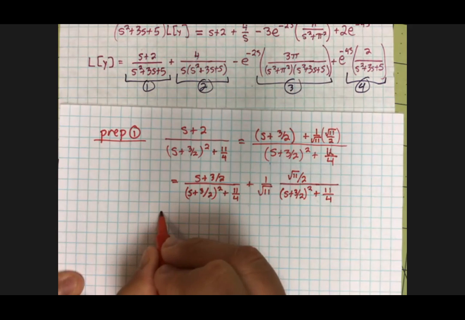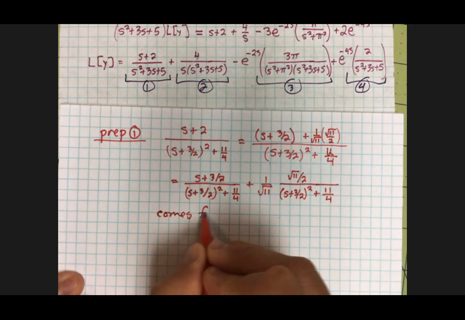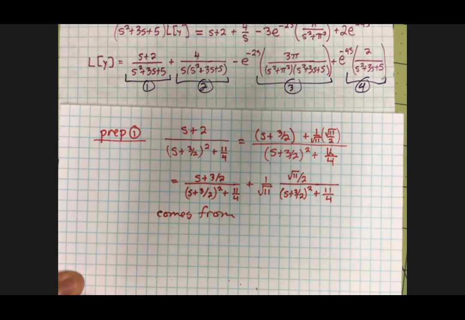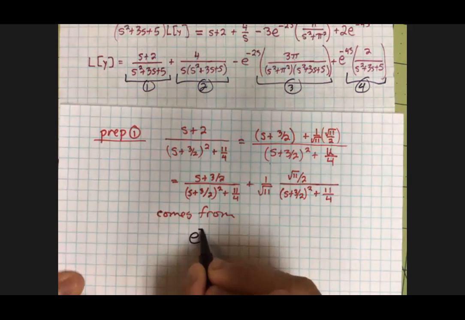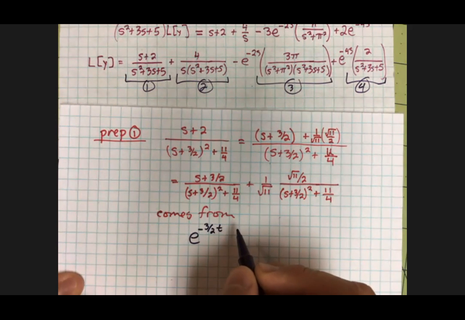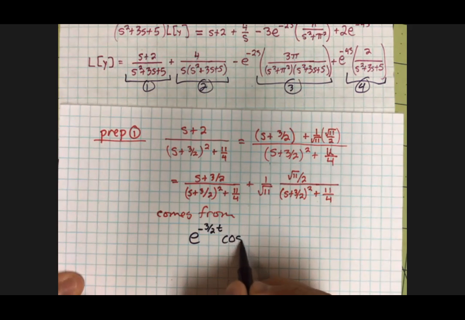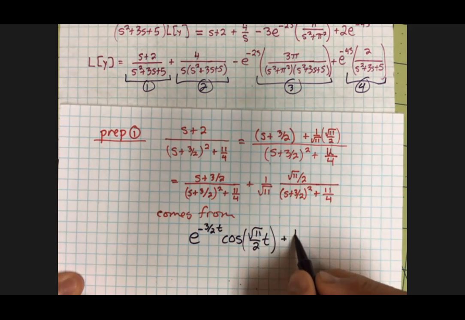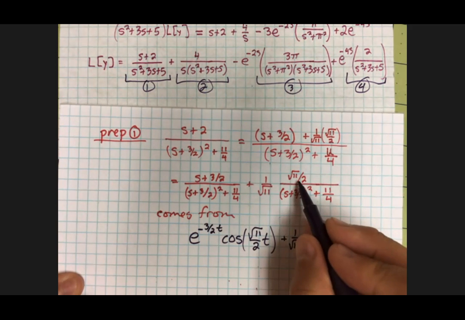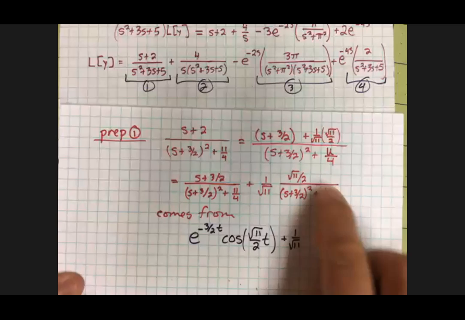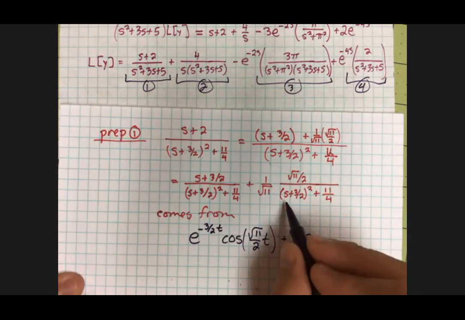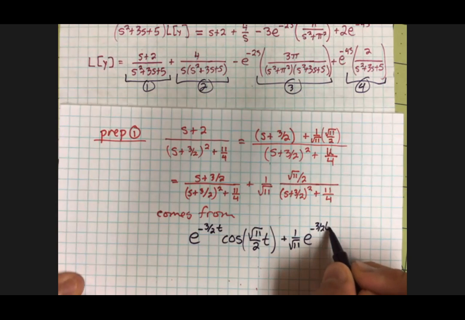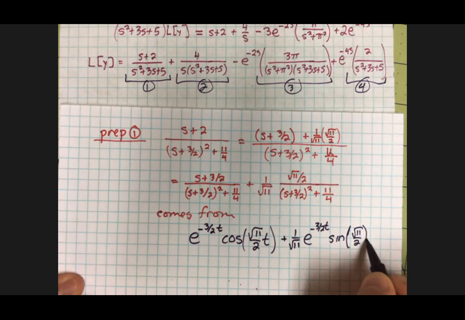So this comes from e to the minus 3/2 t cosine root 11 over 2 t. This comes from 1 over root 11. And here's my omega up here. This is a sine transform. But I've been shifted: e to the minus 3/2 t sine root 11 over 2 t.